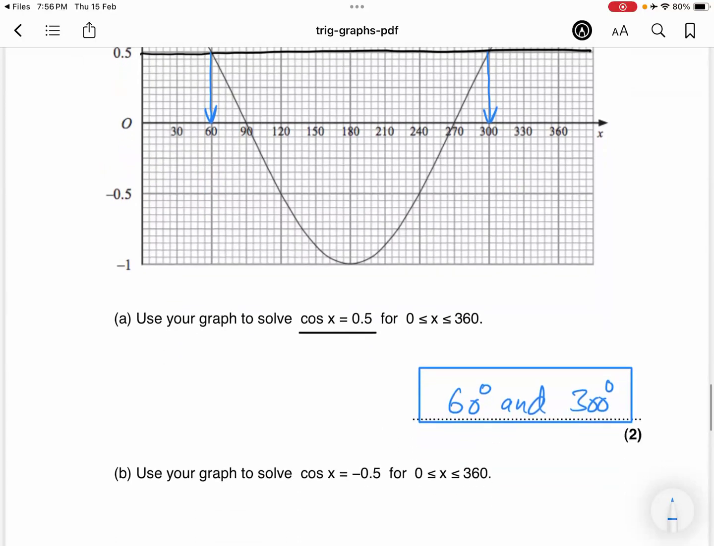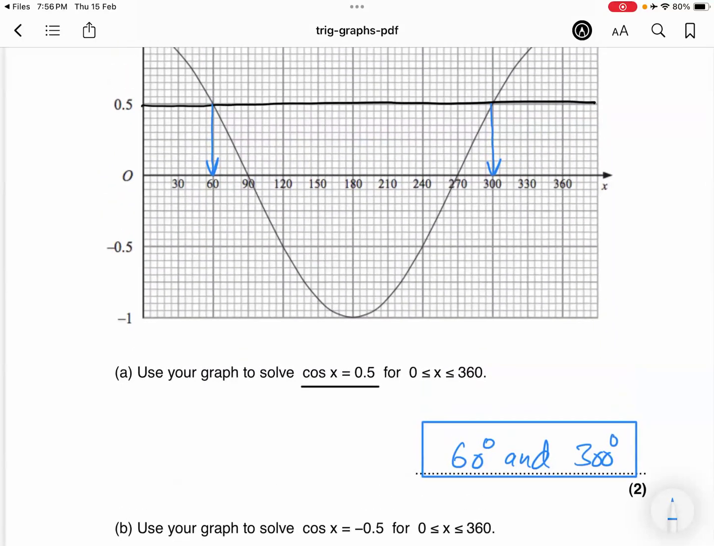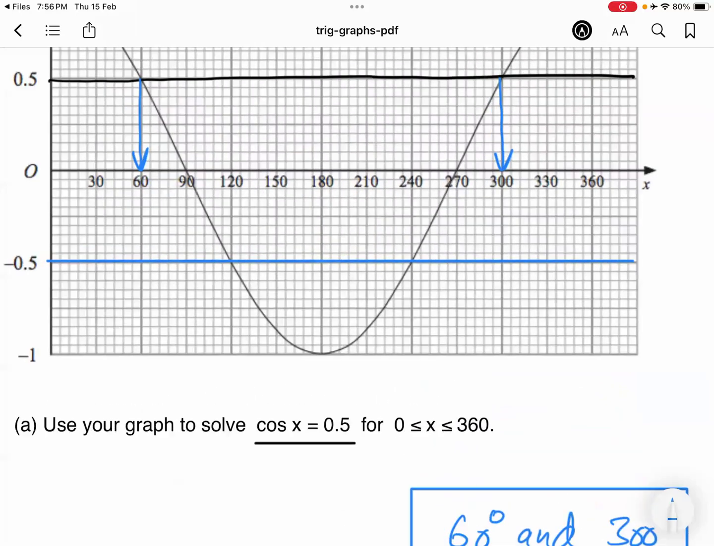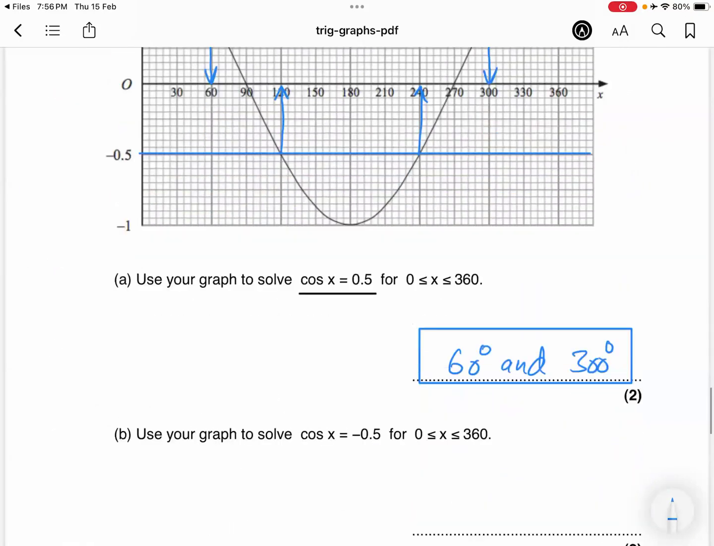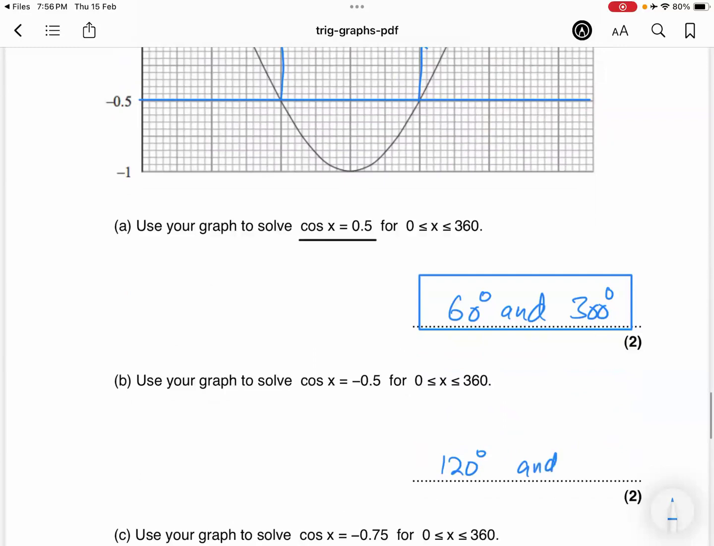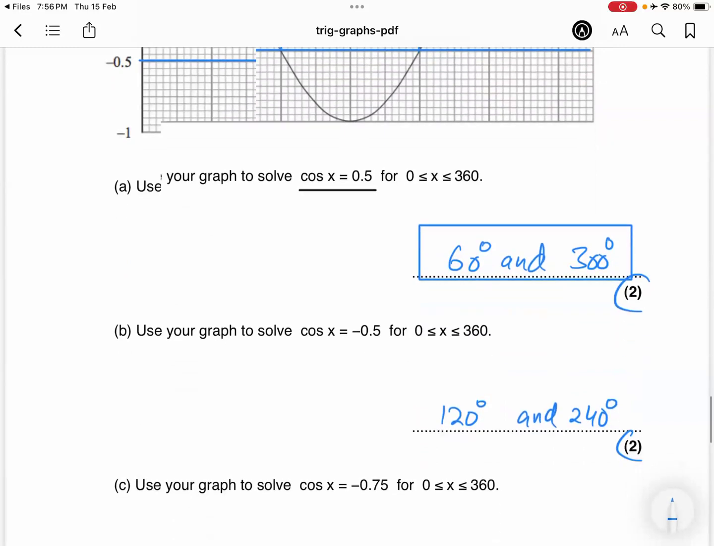Use your graph to solve the values of negative 0.5. Negative 0.5 is also clearly mentioned. Can you see that? It is 120 and it is 240. So 120 degrees and 240 degrees.